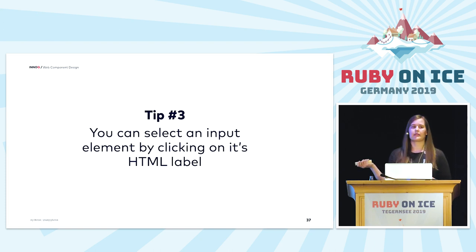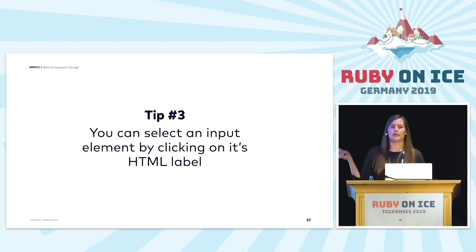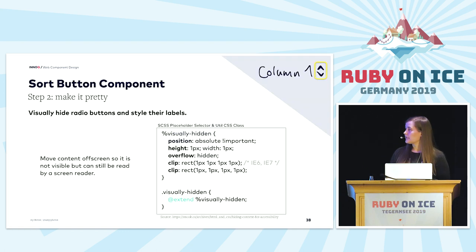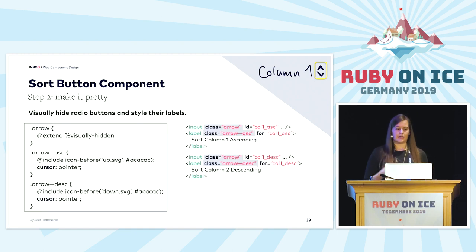With styling input elements like a checkbox or a radio button, one of the cool things is that I can select the input element by clicking on its HTML label. And what this means is that I can visually hide the radio button itself, and then I can style my labels to look like arrows. So here's some CSS you can use to hide it, not using display none, but hiding it from visual users by moving it off screen while keeping it available for screen readers. And I can use this in my CSS. So for my radio button, which has a class arrow, I hide that and move it off screen.